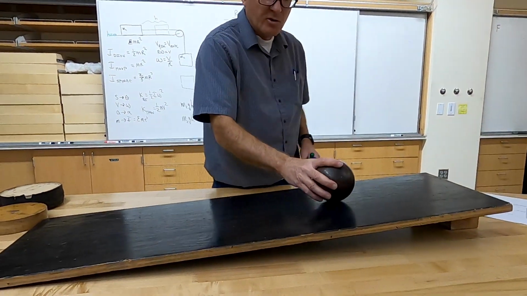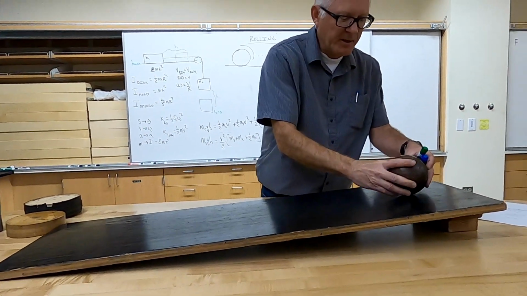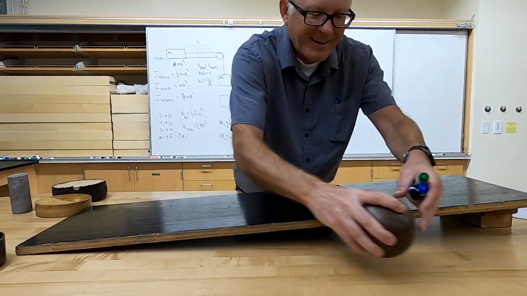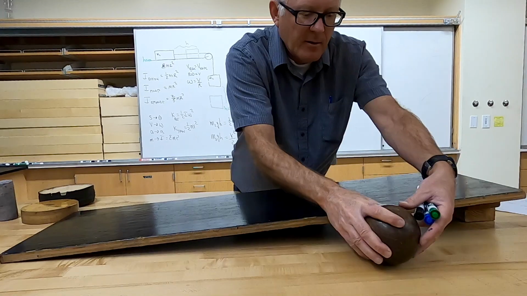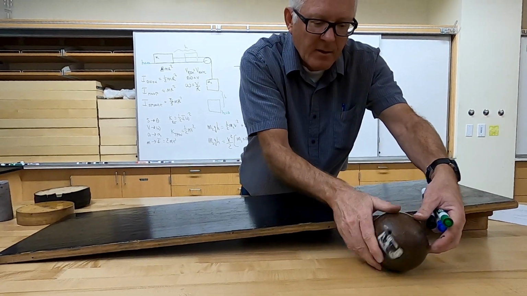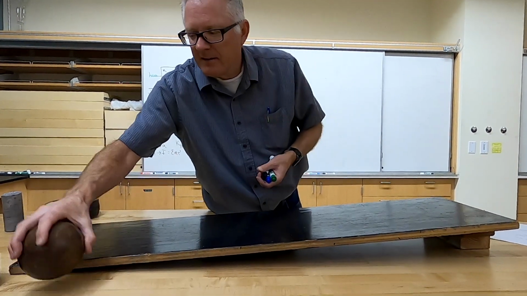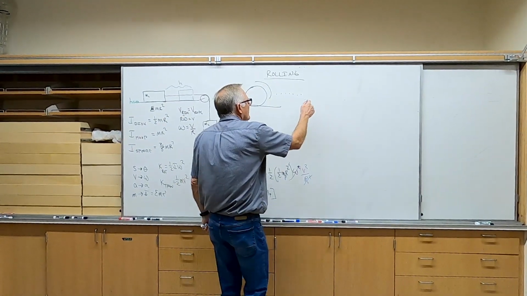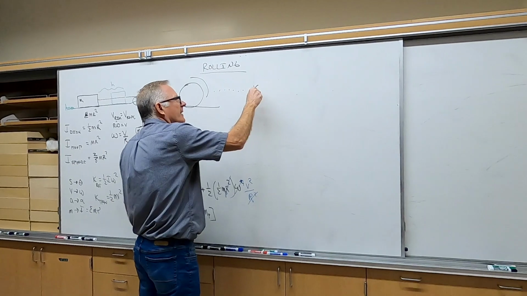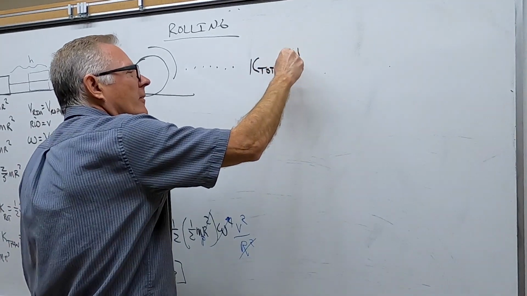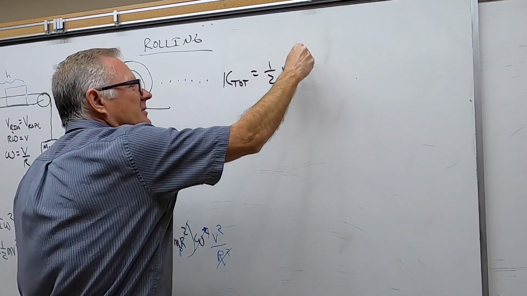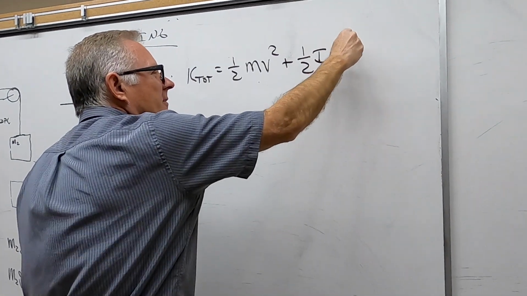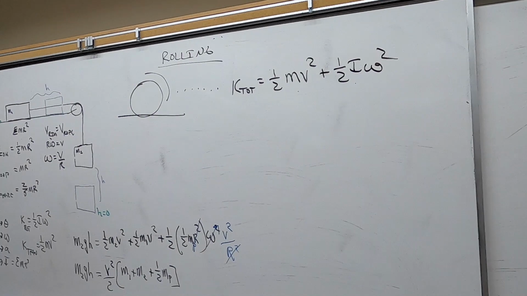It actually has two. This motion is made up of two motions. Rolling right here is equal to this motion plus this motion. So anytime you're rolling, you have both kinetics. So right here, you're going to have your total kinetic. You have 1/2 mv squared plus 1/2 I omega squared. You've got both when you're rolling.